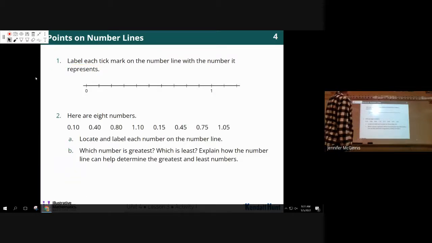Label each tick mark on the number line with the number it represents. What is our process for doing that? How do we decide how to label this number line? Lucia, what do you want to do? You need to figure out which one, like, decimal. Okay, how do you do that? Make it a fraction. I'm more comfortable with fractions right now with the knowledge that we have. I would rather use fractions to start out.